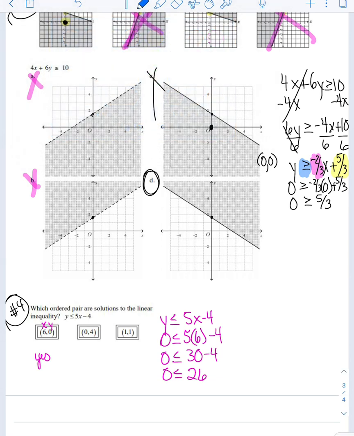Now let's test the second point, which is 0, 4. So x is 0, y is 4. Go back to the original inequality, 5x minus 4. In this case, y is 4, so 4 is less than or equal to 5 times x, which is 0, minus 4. So is 4 less than or equal to 0 minus 4, which is negative 4? Is it? No. 4 is actually greater than negative 4. So no, this second point is not a solution to that linear inequality.